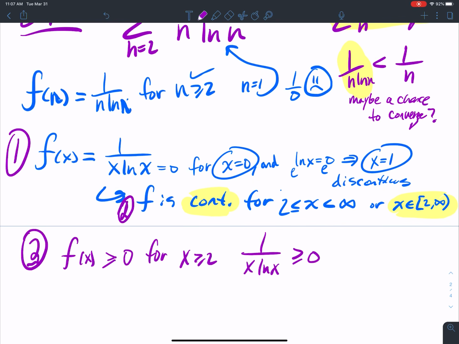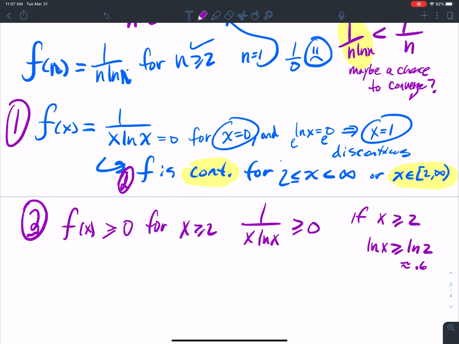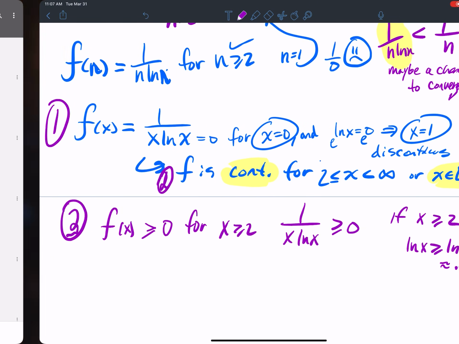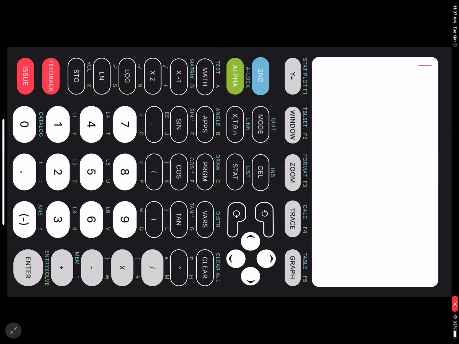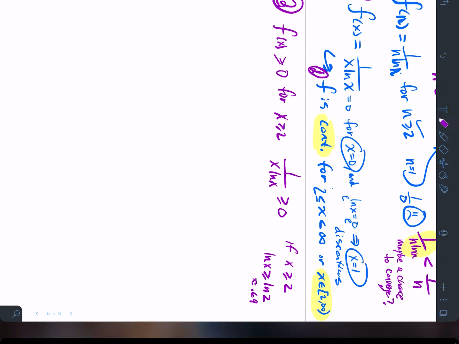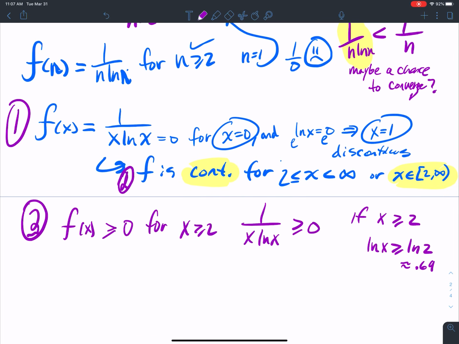Well, if x is greater than or equal to 2, then the natural log of x is greater than or equal to the natural log of 2, and that's like 0.69 maybe? I'm not really sure what the natural log of 2 is, just old time memory. So let's see, ln 2, 0.693. Okay, so we're still dealing with something positive there.